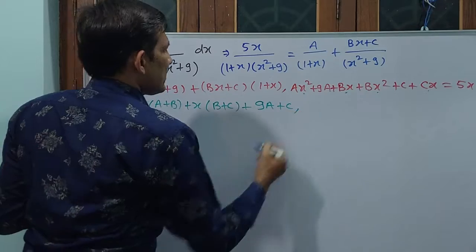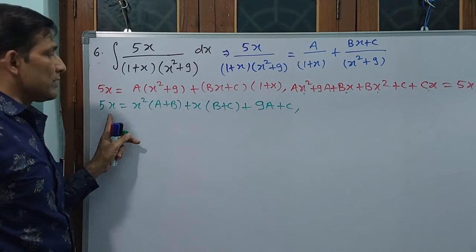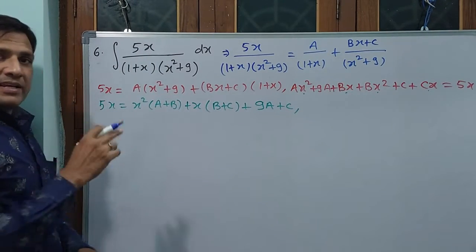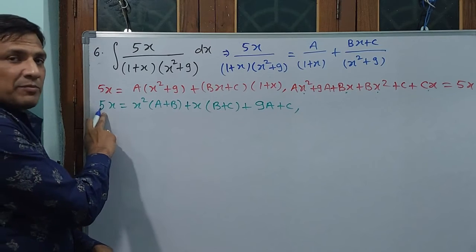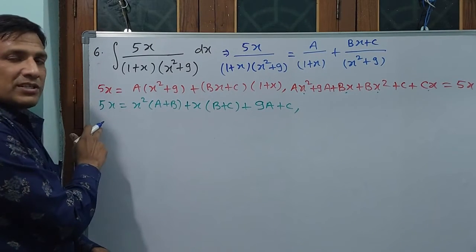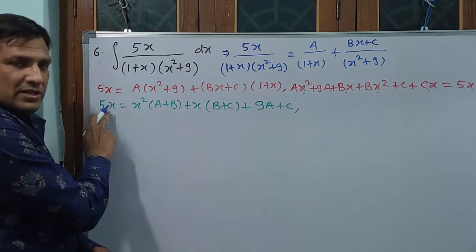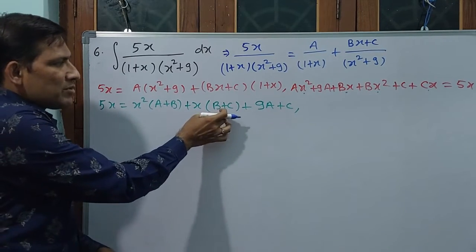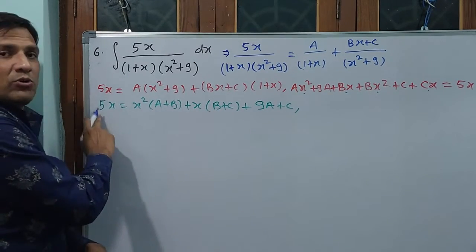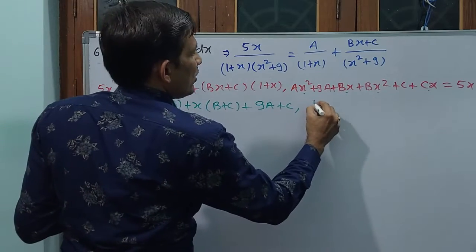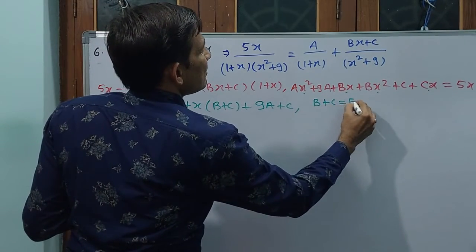See what is there here. The LHS is only 5x. That means the x square term is not there and the constant is also not there; only the x term is there. Here the x term coefficient is b plus c, so b plus c is equal to 5. We can write down b plus c is equal to 5.